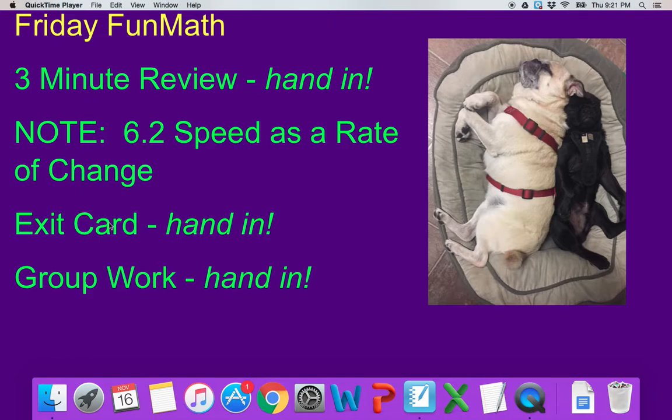If you look at the list for the order of operations, I chose today to do your group work at the end of class instead of the beginning, because it involves using some of the stuff that we learn in the lesson. So we'll just do the 3-minute review and you'll hand it to Mr. Burgess. You'll copy down the note and you can of course stop and ask Mr. Burgess for help.